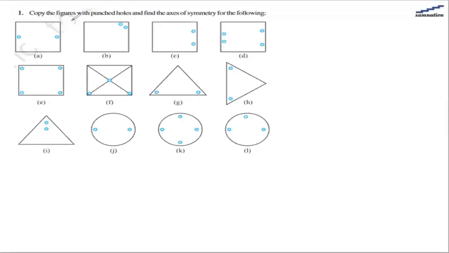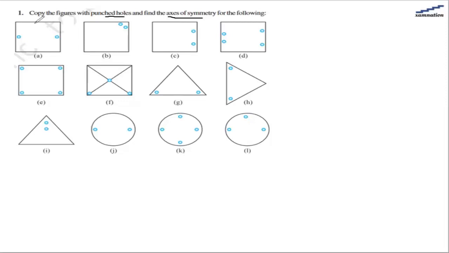So here in this question, we are asked to find the axis of symmetry. We are given some shapes with punched holes, and we are asked to mark the axis of symmetry for each of the shapes. In the first one, we have a square figure and two holes on two sides, so they are on opposite sides.